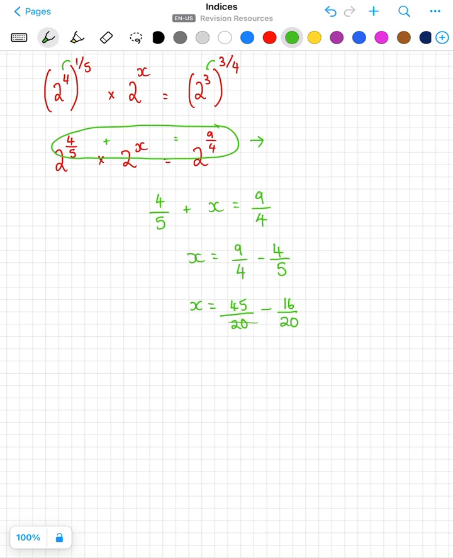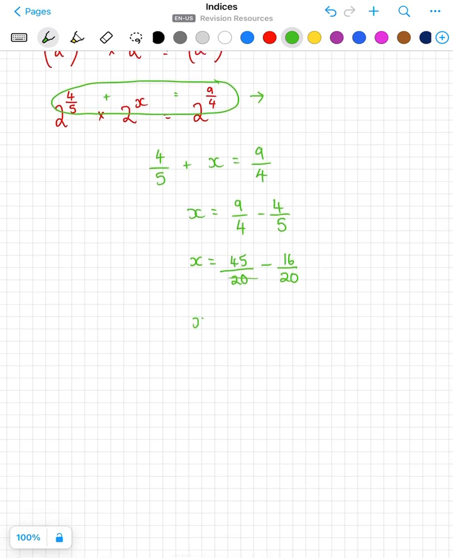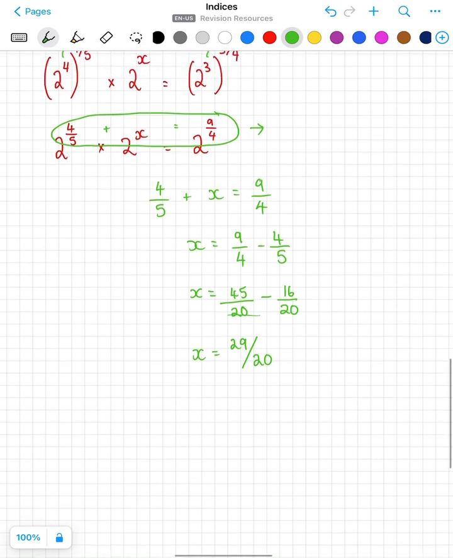So our next step now is just simplifying across, that's 45 minus 16, which leaves us with x equals 29 over 20. If the question says simplify, then we would simplify that fraction down or make it a mixed number, but in this case it does not. So we can leave our final answer as x equals 29 over 20.